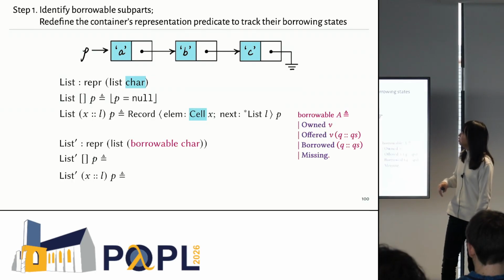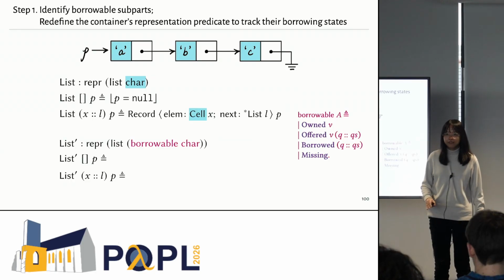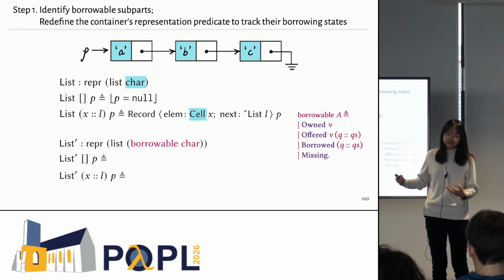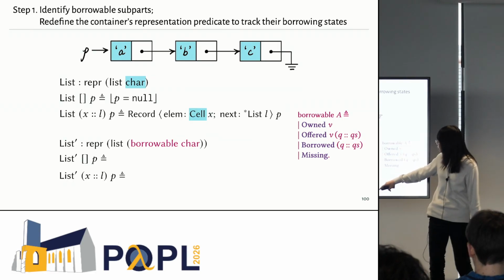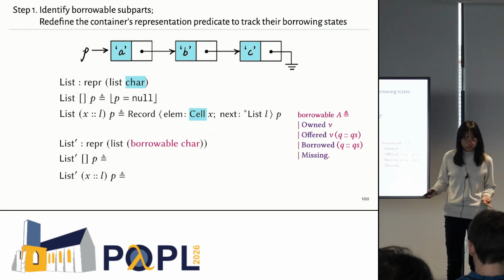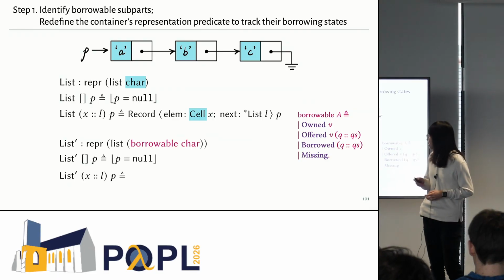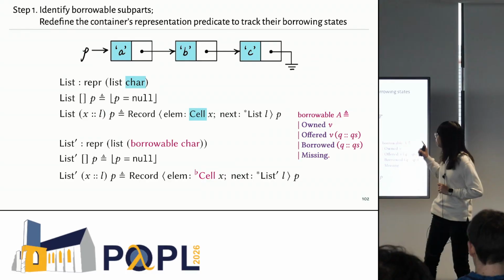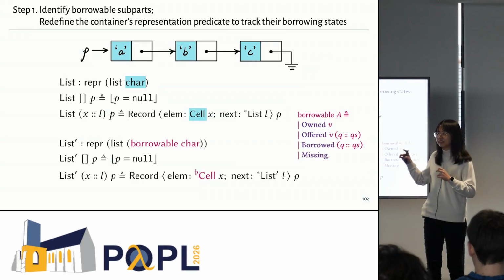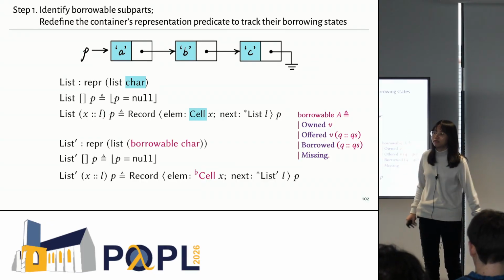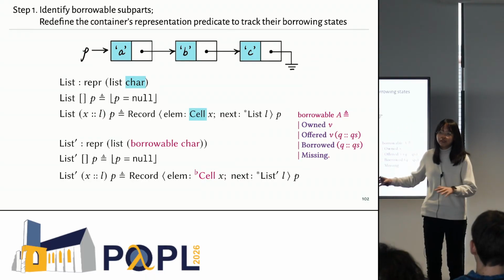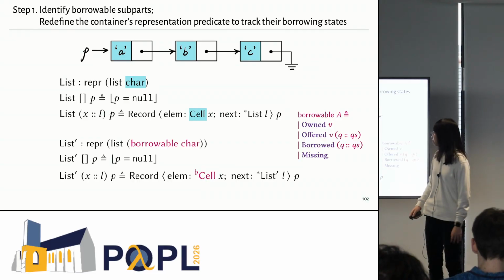So for the logical model, we change it to borrowable characters, where the borrowable type is going to encode all of these borrowing states. We have 4 states in total. And then the others are the same, except for the representation predicate, we have the little b. It's like the little star, it's also a predicate transformer. So B cell is going to describe a borrowable cell instead of just a normal cell.